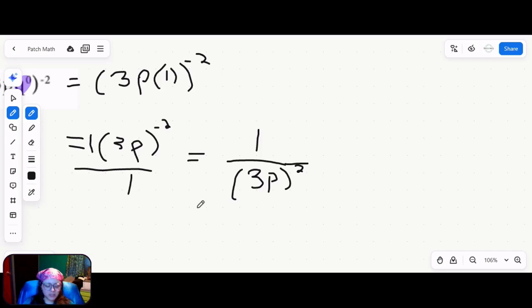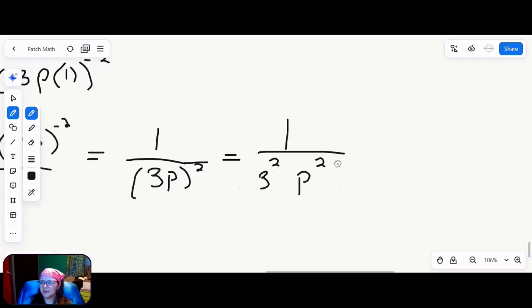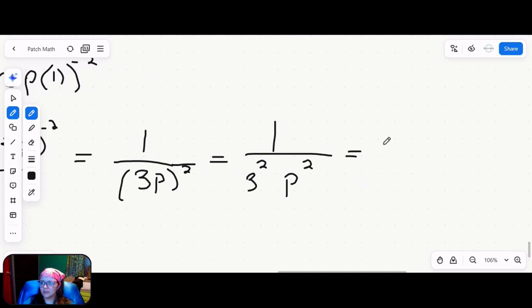All right, now the placeholder we have in the denominator goes away because 1 times (3p) all squared is (3p) all squared. Now we can apply our power of a product rule that says if we have a product raised to a power, we can bring each part of that product, aka our factors, and raise them each to that exponent. And 3 squared is 9, and p squared is just p squared. So this is 1 over 9p squared, and we are done.